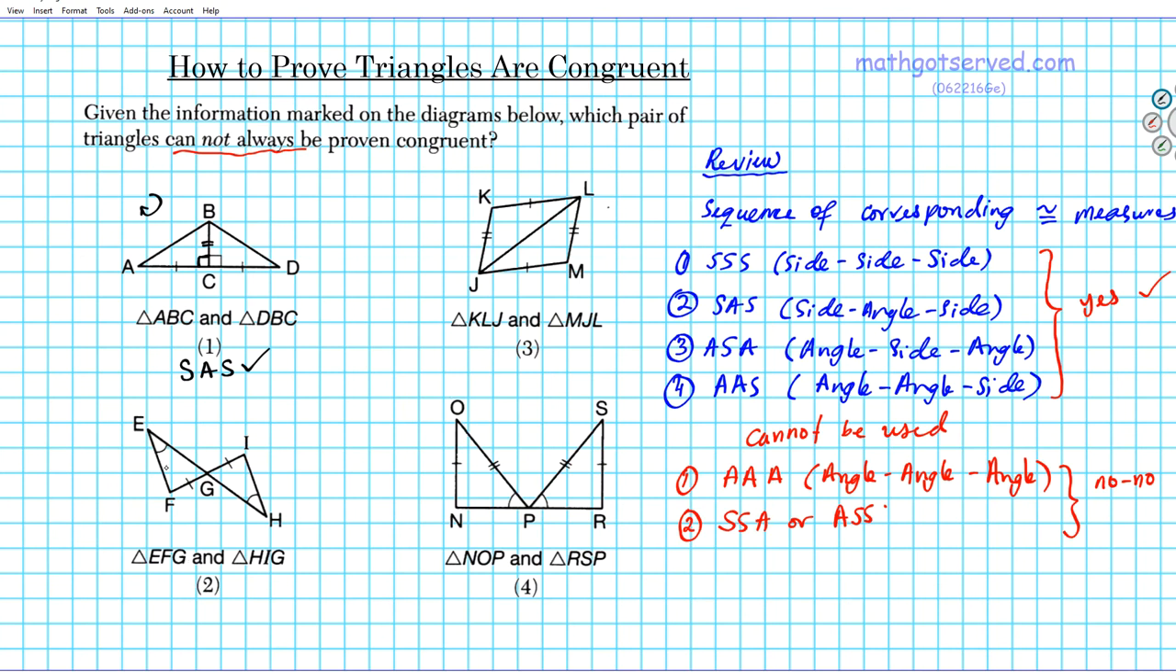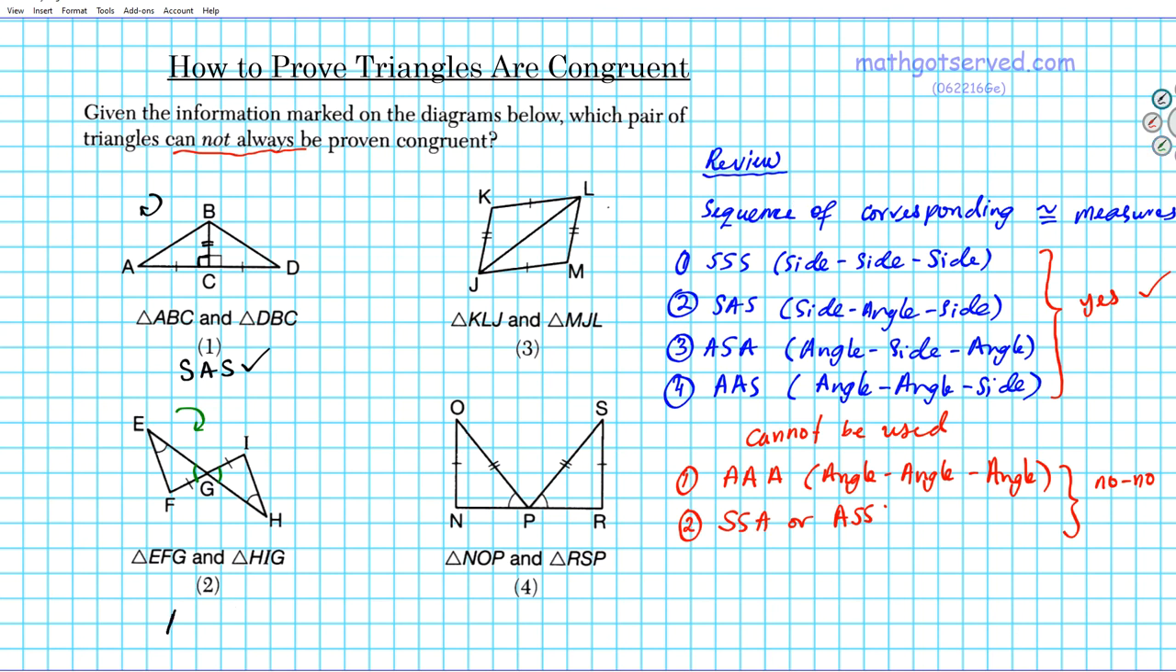Number 2, we just have an angle and a side. But what do you notice here with this line segment that we have right here? We have a vertical angle situation. Angle EGF and angle HGI are vertical angles. So if you're going in this direction, you have angle, side, angle. These two right here, the vertical angles, and the side. You have AAS.